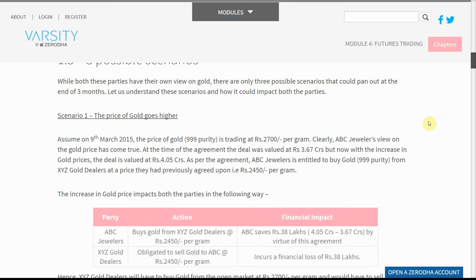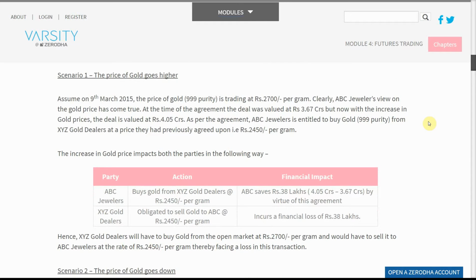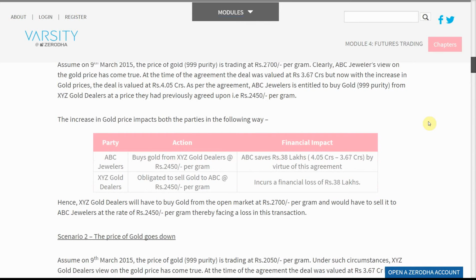Scenario 1. The price of gold goes higher. Assume on the 9th of March 2015, the price of gold 999 purity is trading at 2,700 rupees per gram. Clearly, ABC Jewelers' view on the gold price has come true. At the time of the agreement, the deal was valued at 3 rupees and 67 paise crore, but now with the increase in gold prices, the deal is valued at 4 rupees and 5 paise crore. As per the agreement, ABC Jewelers is entitled to buy gold 999 purity from XYZ gold dealers at a price they had previously agreed upon, i.e. 2,450 rupees per gram. The increase in gold price impacts both the parties in the following way.